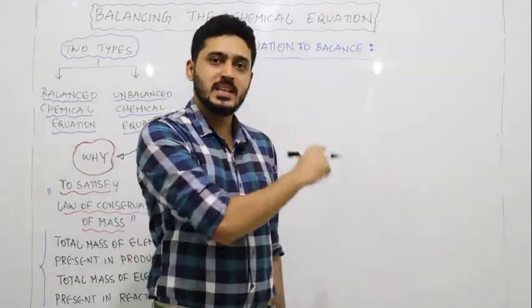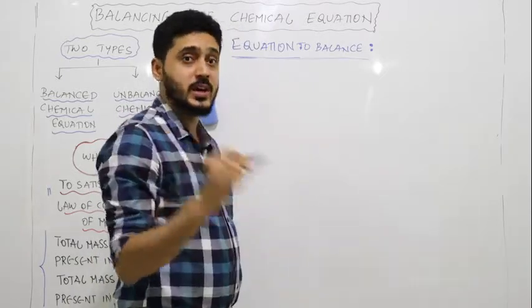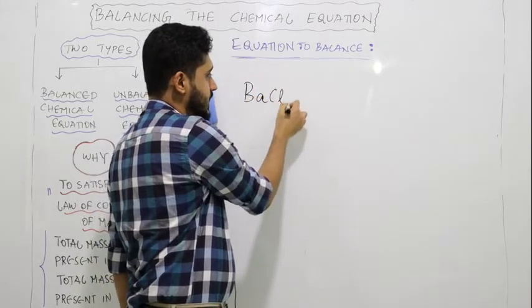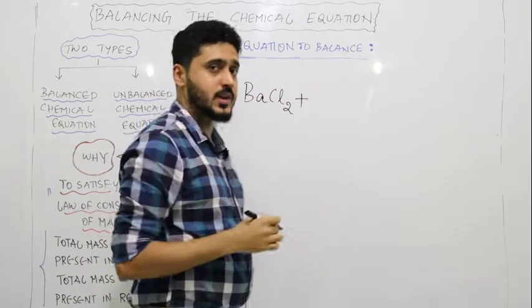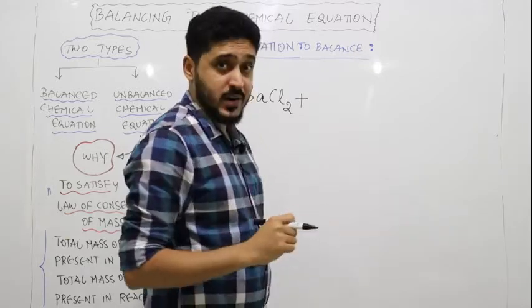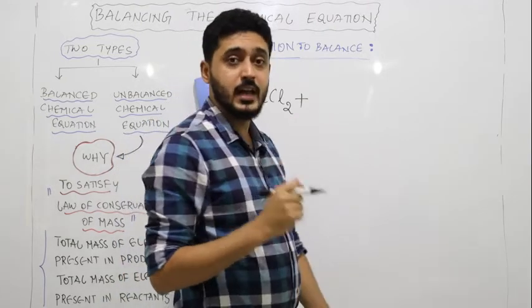Let's move on with the next example, that is barium chloride. So how will you write barium chloride? Barium chloride is written as BaCl2. Hope everyone is thorough with writing chemical formulas. It is very important. Yes, barium chloride BaCl2 plus aluminium sulfate.